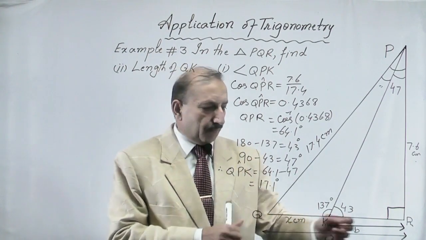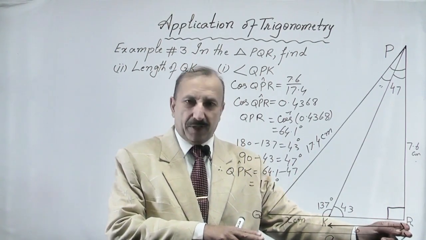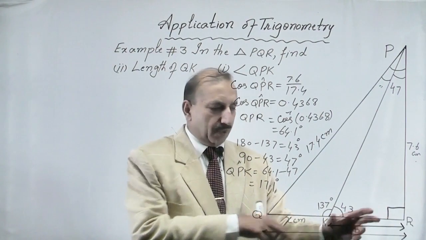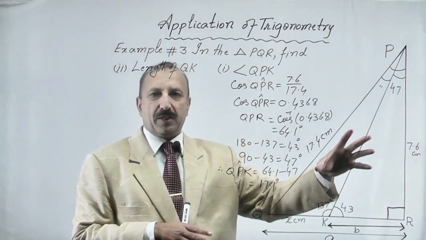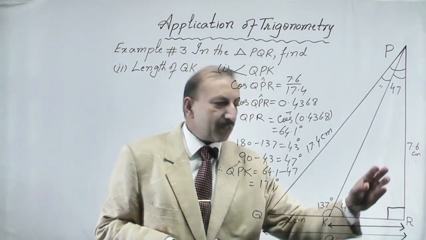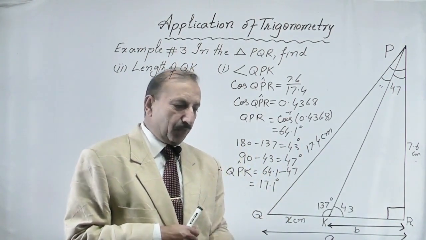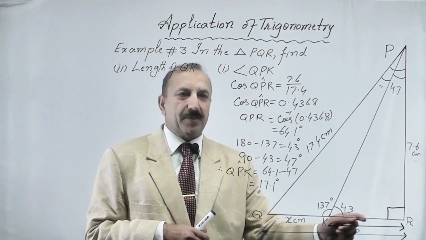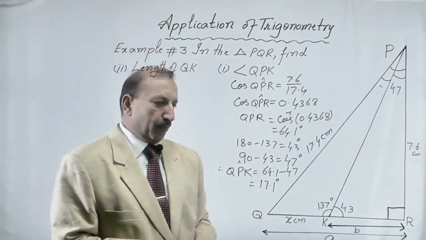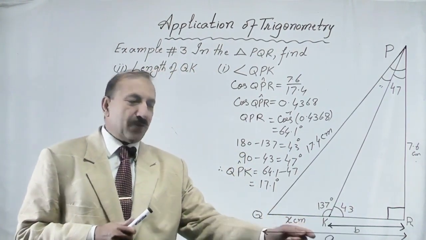So we will find the value of A and the value of B. A comes from the larger right angle triangle, and B from the smaller right angle triangle, and to get x, this x will be equal to A minus B. So let's work for A first.